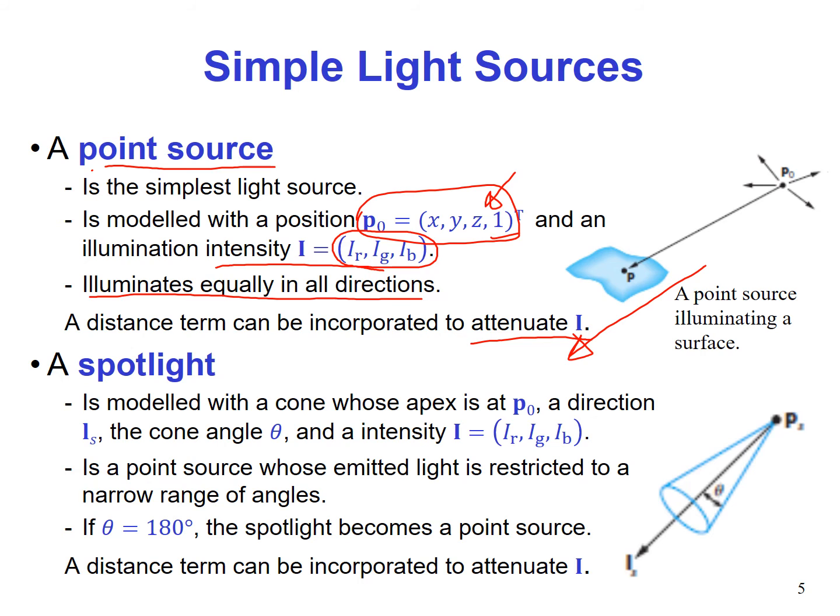The second type of light source is a spotlight, which is modeled with a cone with an apex P0, a direction S, and a cone angle theta, and of course an intensity with RGB values of the light. The theta is the angle from the center to the edge of the cone. If theta is 180 degrees, this becomes a point light source, and again we can apply an attenuation term to diminish this light as we move away from the light source.